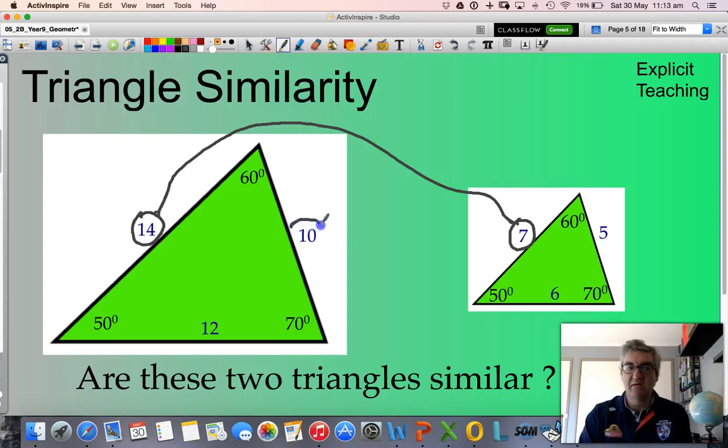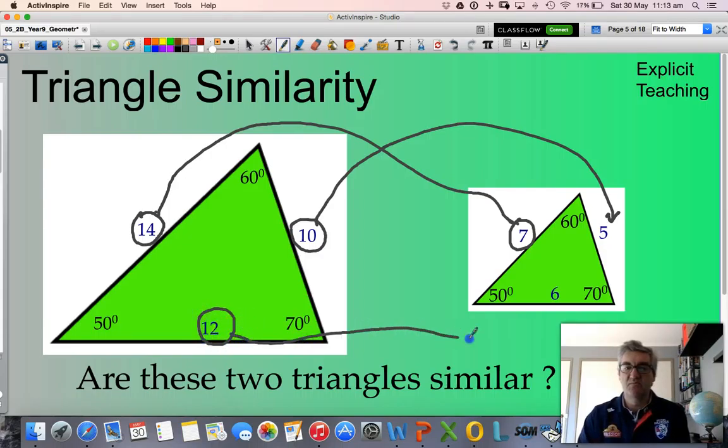So 10 divided by 2 will give me 5. And 12 divided by 2 gives me 6. So yes, each one of these, if I multiply the side by 0.5 or divided by 2, I will end up confirming that my sides are corresponding.